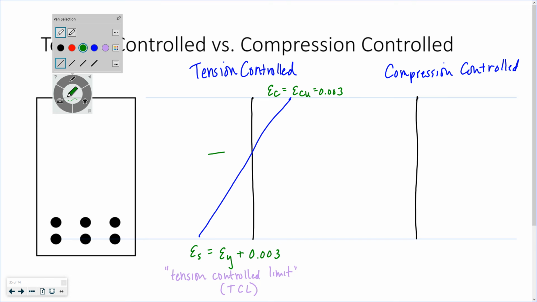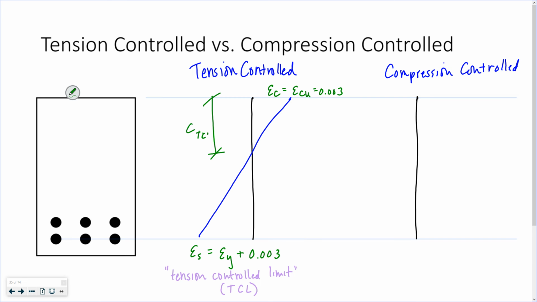The neutral axis associated with this is called CTCL, right? The neutral axis depth associated with the tension controlled limit, CTCL. And I should have drawn this first, but we're talking about the extreme tension fibers or tension reinforcement, so DT.